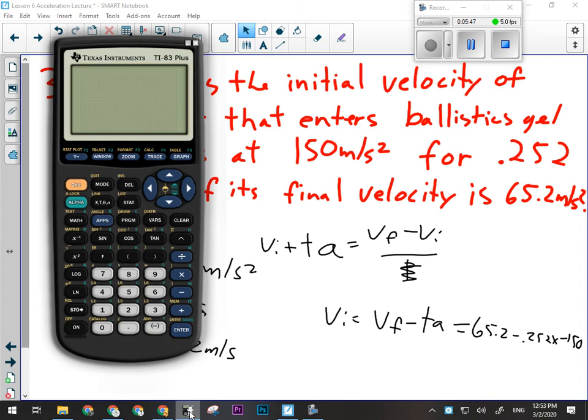Okay, and that negative has to be in there, otherwise you're not going to come up with the right answer on this. Okay, so we'll have 65.2 minus 0.252 times negative 150. Yeah. All right, so it entered the ballistics gel at only 103 meters per second, which is not very fast for a bullet. Okay, but that's the speed we got. So, okay. Questions on that one?